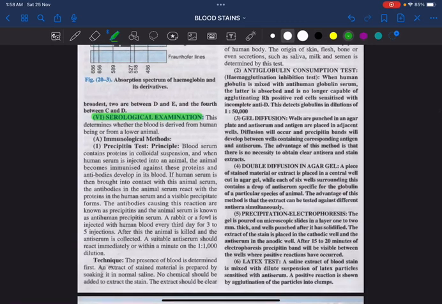And the last one is called serological examination. That means it helps to identify whether the bloodstain is from human beings or another species, whether it is from any animals or from human beings. For that, we use a technique called the precipitin test. The precipitin test is an immunological method. It is a serological examination. Okay, fine.